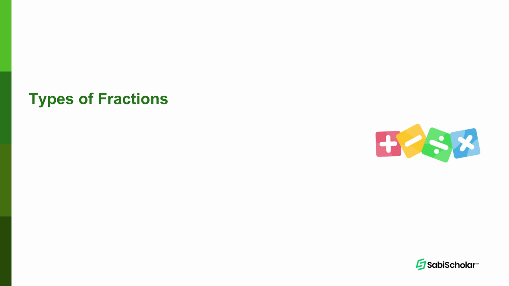Types of fractions. There are various types of fractions. First, we have a proper fraction, which is a fraction whereby the numerator is less than the denominator. That is, the number at the top is less than the number at the bottom. An example is 2 over 3. You can see that the numerator, 2, is less than the denominator, 3.